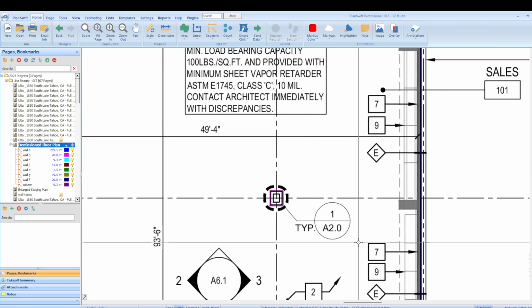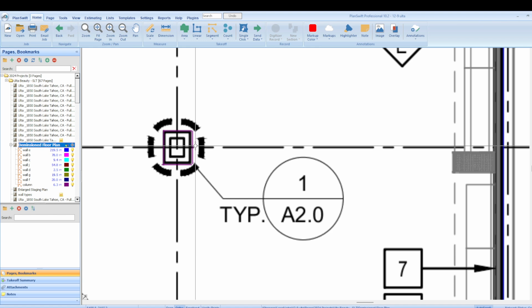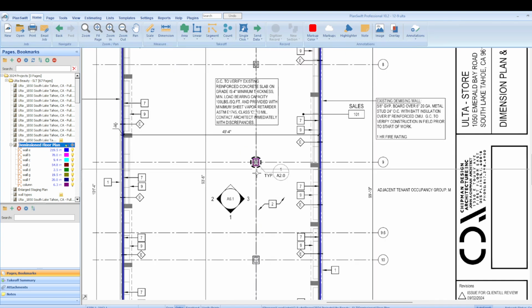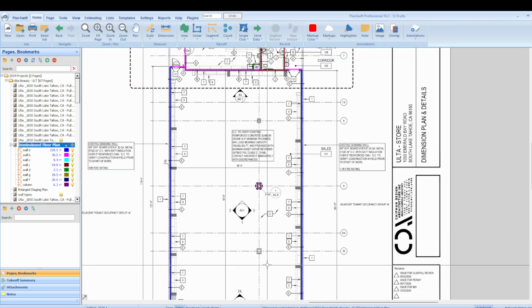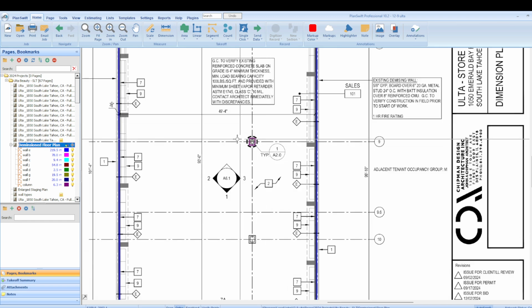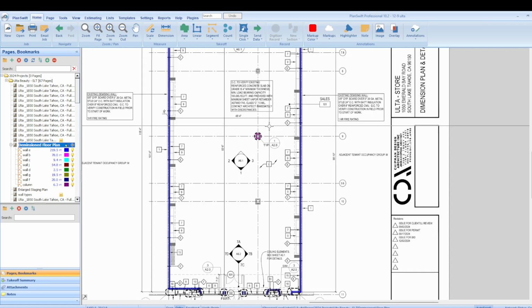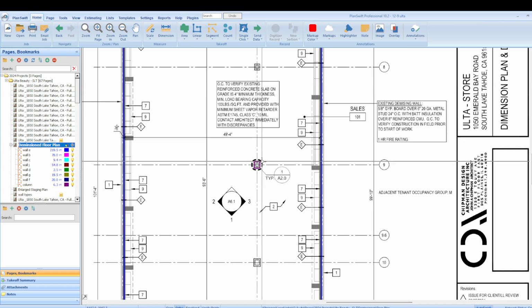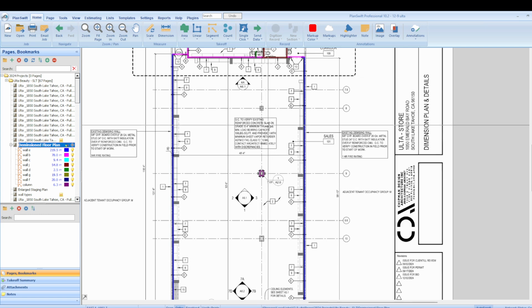So typical is telling me whatever construction I'm doing to this one, which is going to show me in detail 1 over A 2.0, I'm going to do to all of the ones that look like that. So to each one of those columns, it's probably just a column wrap of drywall up to 6 inches above the ceiling or something. Okay, and in terms of a takeoff, you just do the measurement for this once and times it by 3. And then you would know your material takeoff for your column.